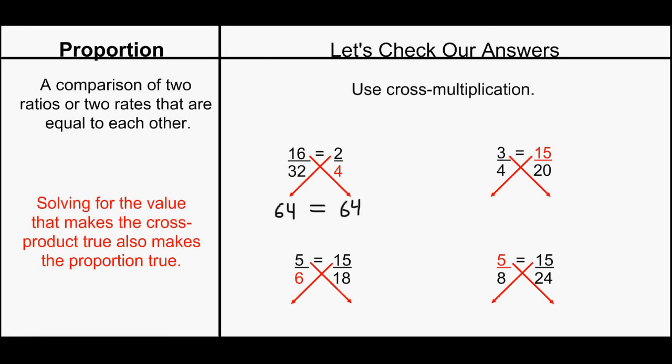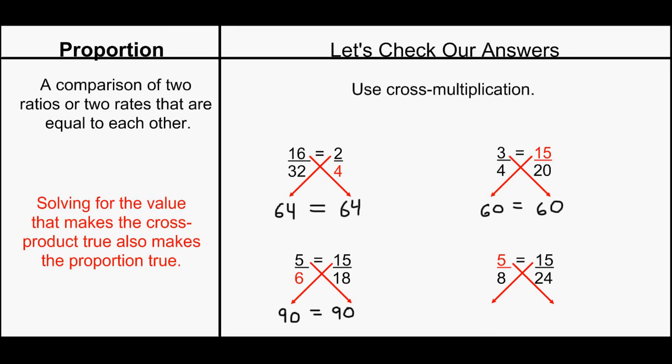Let's do the next one. 15 times 4 is 60. 3 times 20 is 60. 60 equals 60. The answer to the cross product is equal, so the two fractions form a proportion. Let's do another one. 15 times 6 is 90. 5 times 18 is 90. 90 equals 90, so I know these two fractions form a proportion.